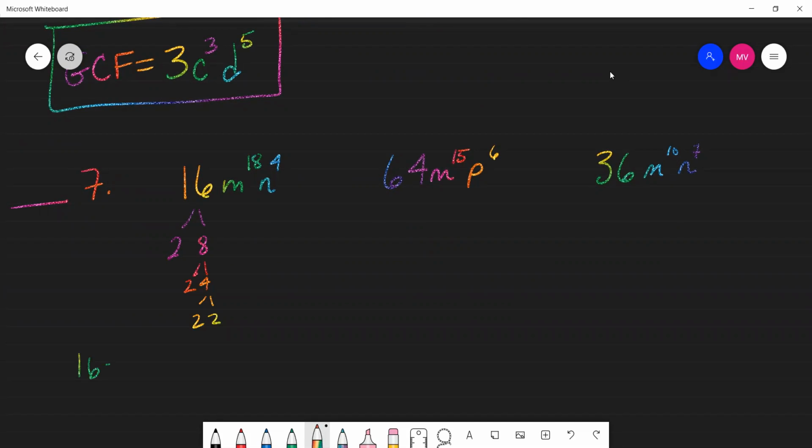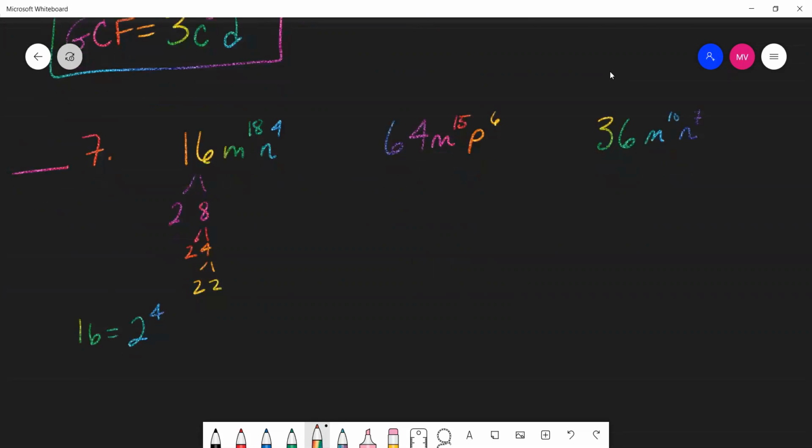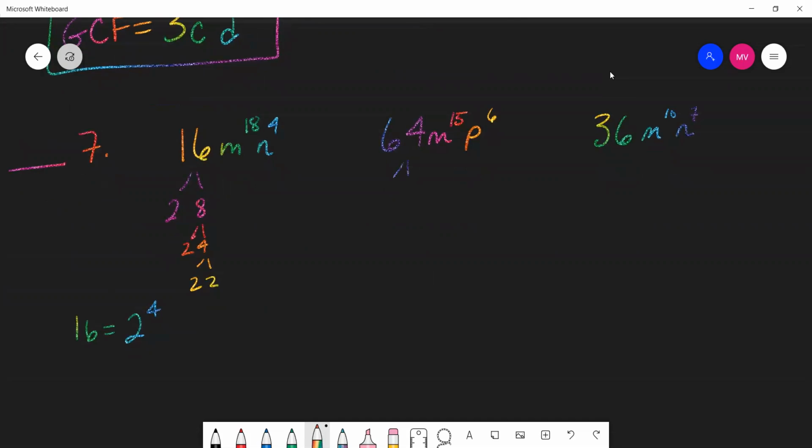So 16 has a prime factorization, 1, 2, 3, 4, of 2 to the fourth. All right, 64. Oh my gosh, this is so many 2's. 2 times 32. 32 breaks down into 2 and 16. 16 breaks down into 2 and 8, and then 2 and 4, and then 2 and 2. All right, so we have 1, 2, 3, 4, 5, 6, 2's.